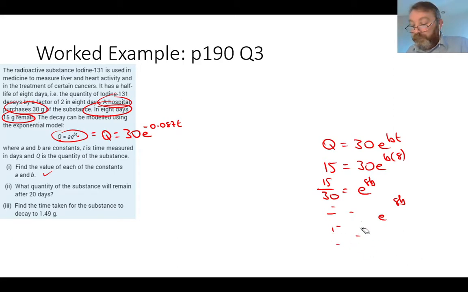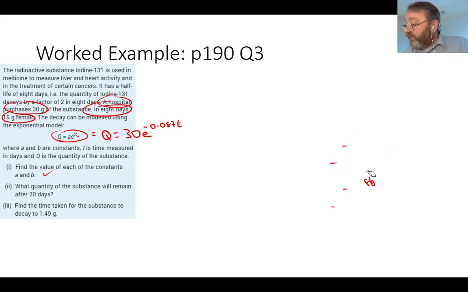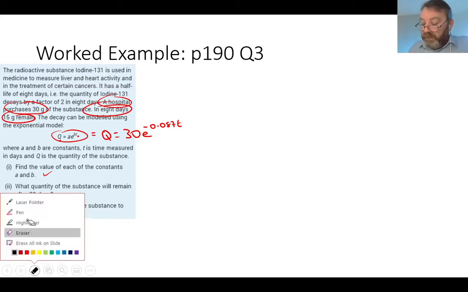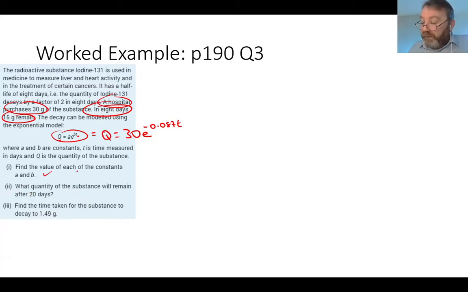Part 2. What quantity of the substance will remain after 20 days? Now, what are they giving me? They're giving me time. What are they asking me? They're asking me for quantity. So Q will stay Q. Of the substance will remain after 20 days. So T will become 20.